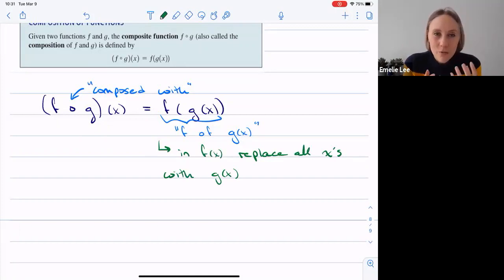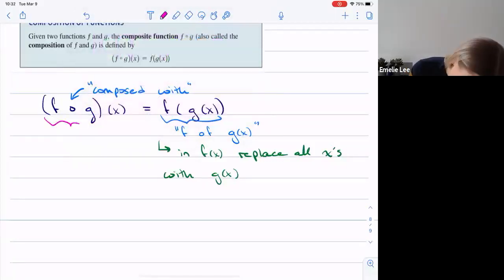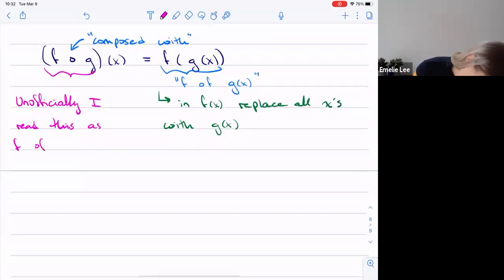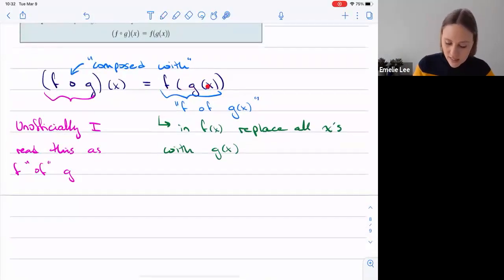Okay? And so unofficially, I read this composition dot as "of," and that's not true, but unofficially it really helps me because then I read this as f of g. To me, it kind of makes sense because the little circle makes me think of "of," so f of g. And then that's how I get to, okay, it's just f composed with g, right? So here, f composed with g of x is just f of g of x.